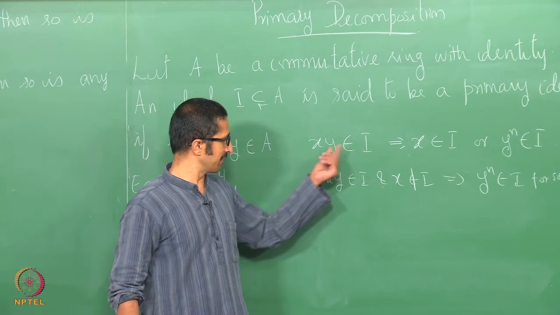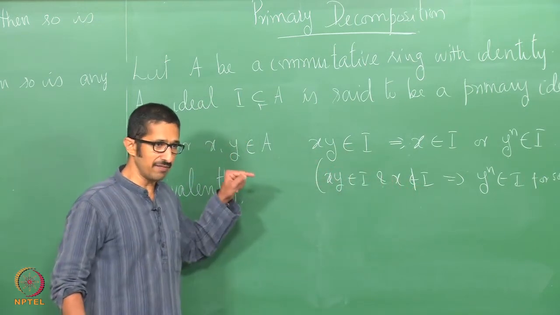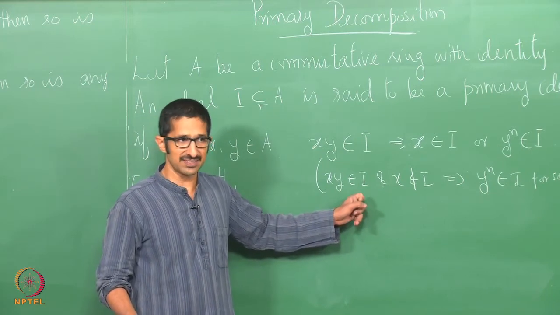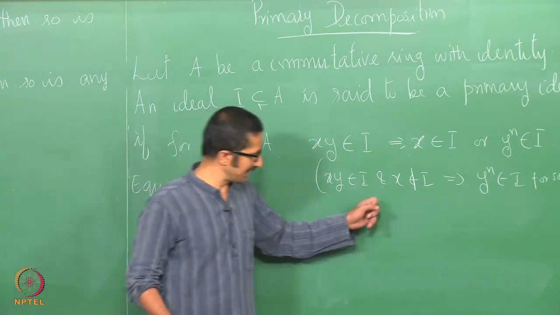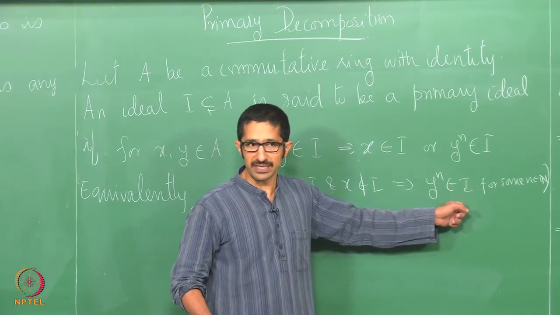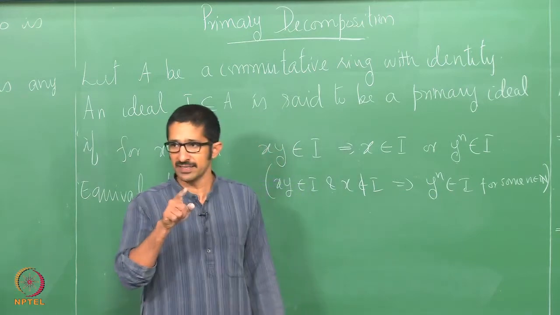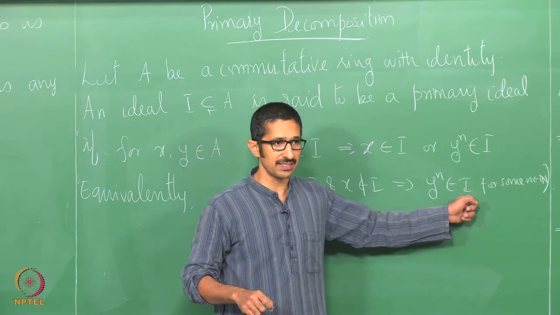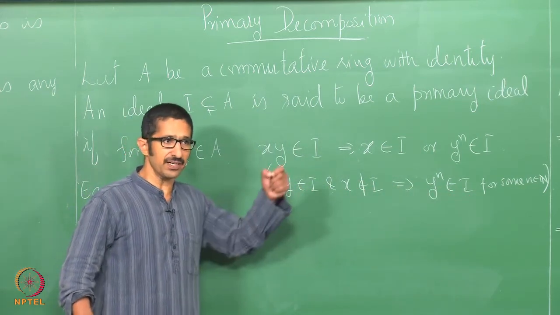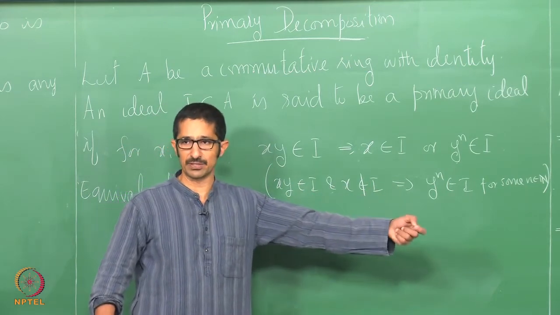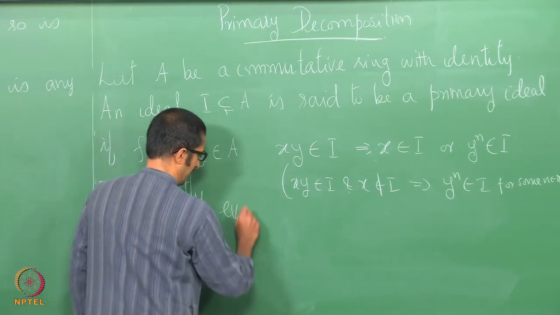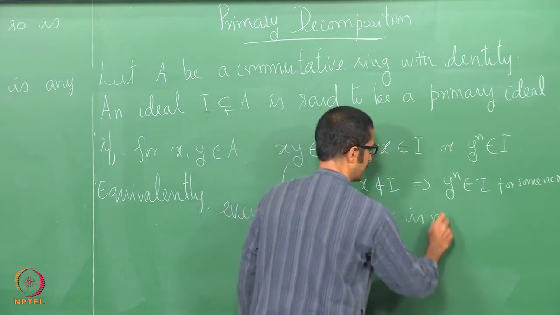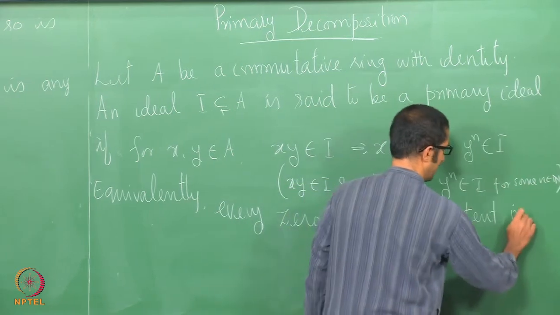That is exactly what we are seeing in the equivalent form here. When xy is in I with one of them not in I, we have x bar y bar is 0 with x bar non-zero, that means y bar is a zero divisor in A mod I. But then the conclusion is that y power n should be in I, or in other words y bar power n should be 0, that means y bar is nilpotent in A mod I. In other words, the equivalent form is every zero divisor is nilpotent in A mod I.